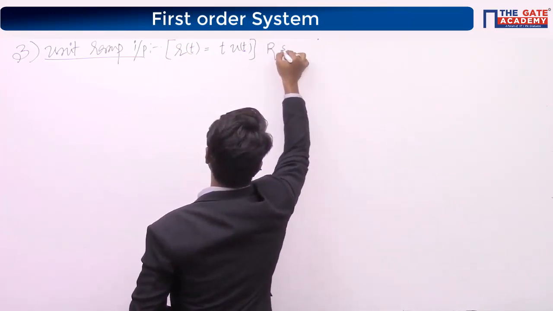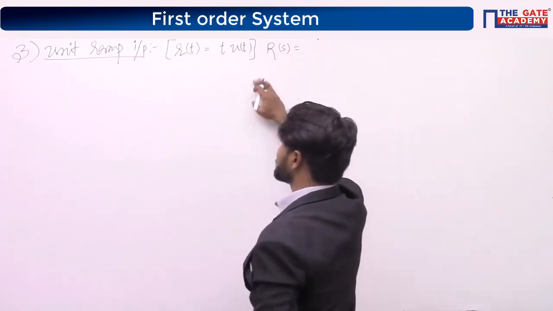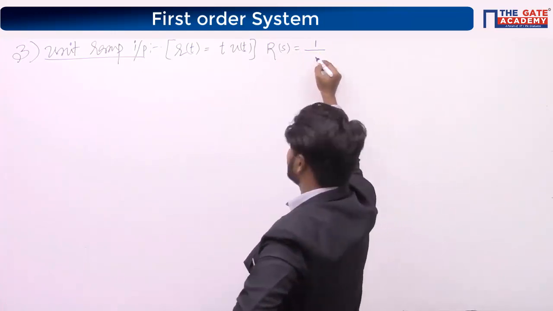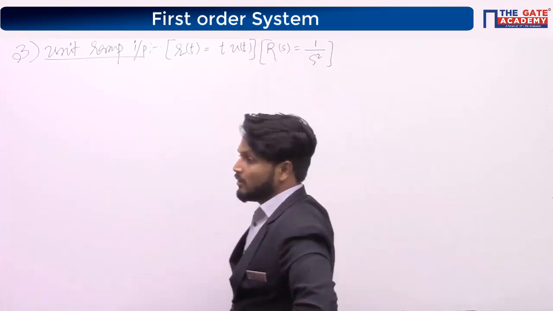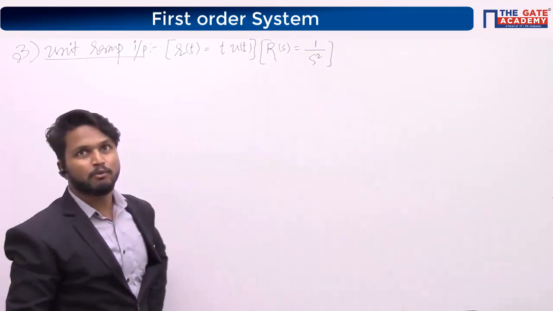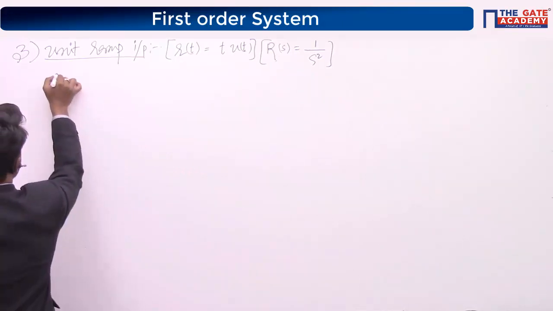What about R of s? R of s is equal to how much? 1 upon s square. Very good. Right. So if R of s is 1 by s square, what about C of s?